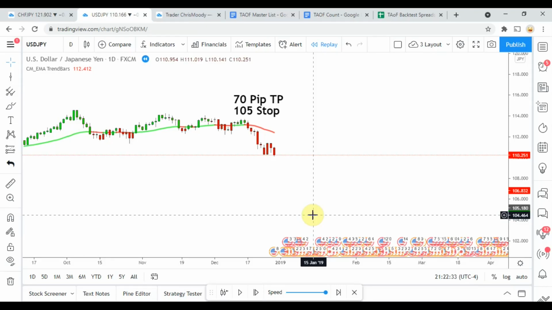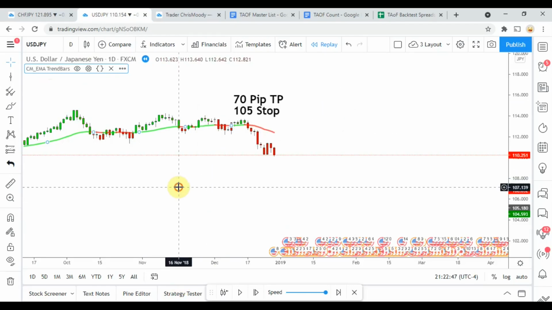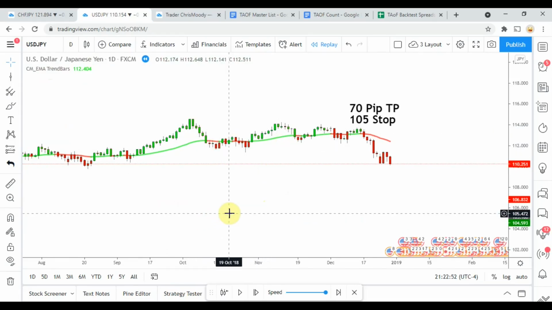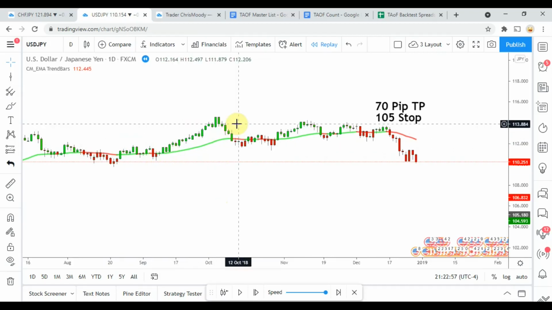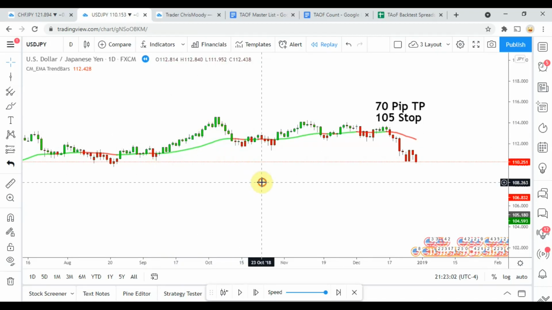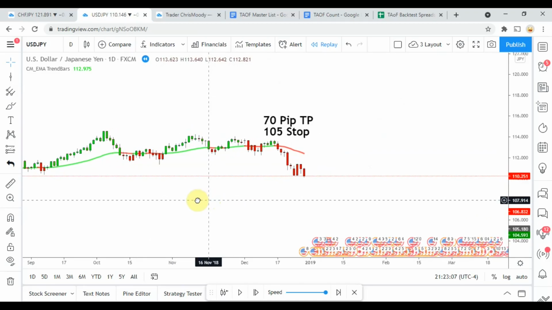Now, in full transparency, this is basically just an EMA set to, I believe, a 32 period, if I'm not mistaken. Let's see, 34. To my knowledge, this is how I understood it. It's just a 34 period EMA on its default settings. I didn't change it. It basically just paints the bars green when the price action is above the EMA and red when it's below the EMA, as well as changing the color of the EMA itself.